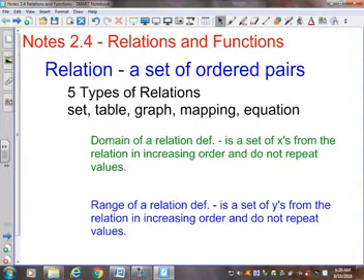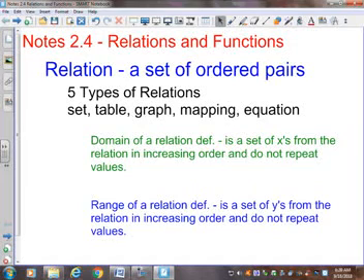So what is a relation? Well, it's a set of ordered pairs. Now, that's a very simplified definition of a relation. It really shows how X and Y are related to each other, and what values of X have what values of Y that go with it. So they can be written many different ways.